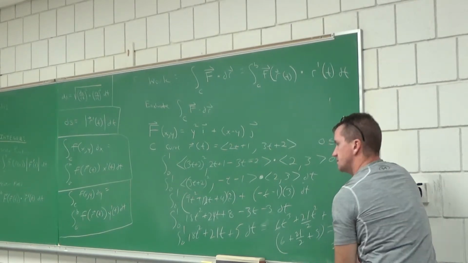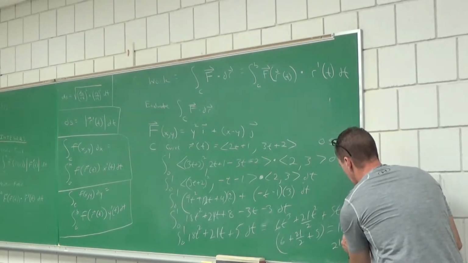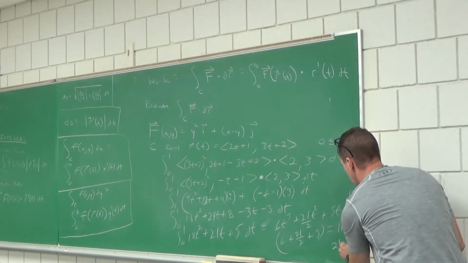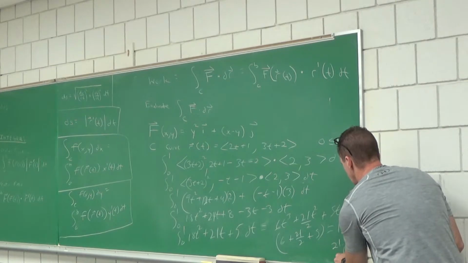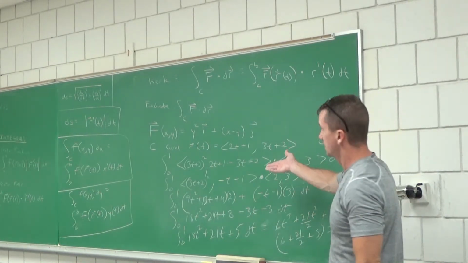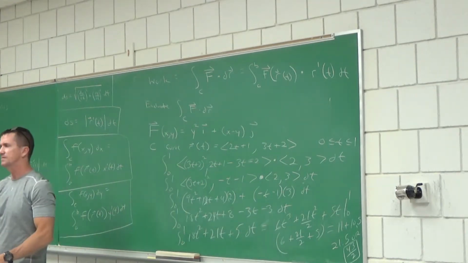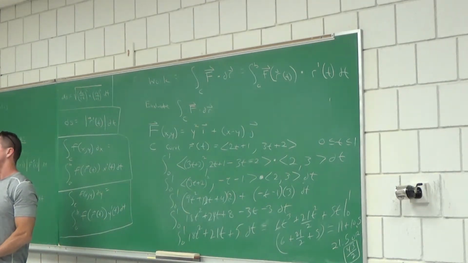What's that as a fraction? 43 halves. So 21.5 or 43 halves. That's the work done by the vector field to move the particle along that curve or that path. Does that make sense?